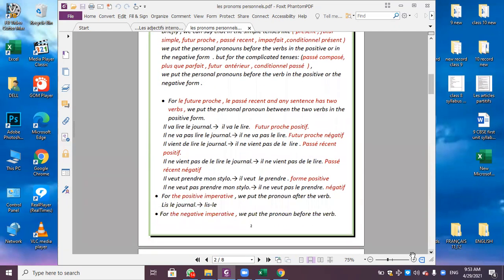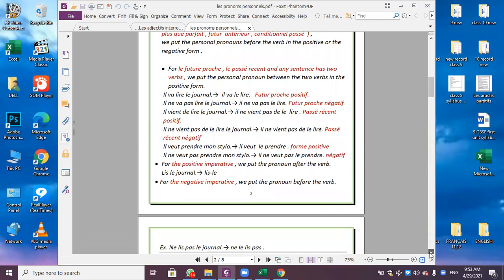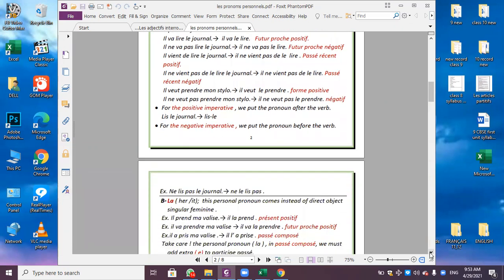In the positive imperative, we put the pronoun after the verb. Lis le journal, lis-le. For the negative case, we put the pronoun before the verb. Ne lis pas le journal, ne le lis pas.